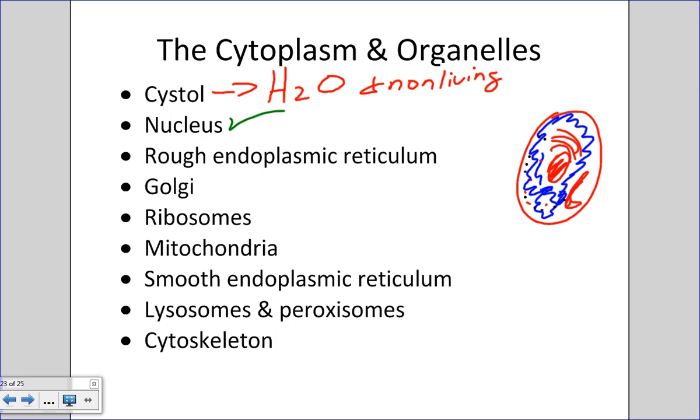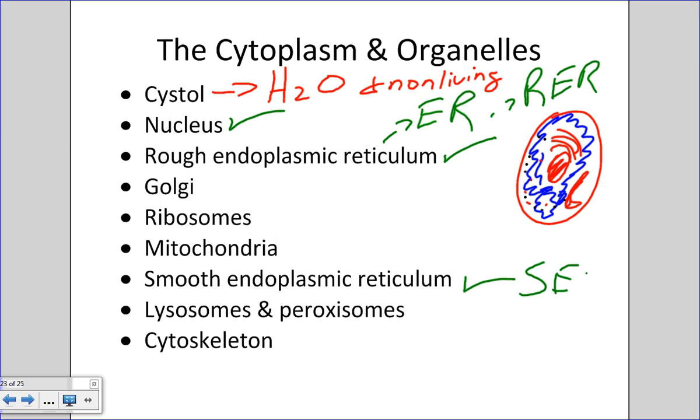I'm going to talk more in depth about these individually in a little bit. Then you've got the endoplasmic reticulum, the rough endoplasmic reticulum and the smooth endoplasmic reticulum. The endoplasmic reticulums are often abbreviated ER. The rough endoplasmic reticulum we would abbreviate as the RER, and the smooth endoplasmic reticulum would be the SER. Keep that in mind as we go through our discussion, and I don't feel the need to write all these out when we can just abbreviate these terms.